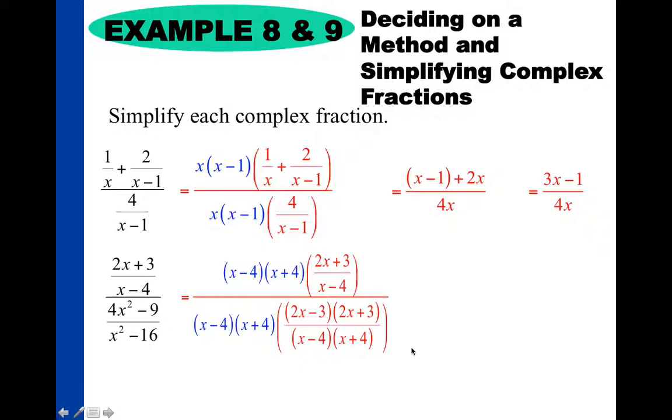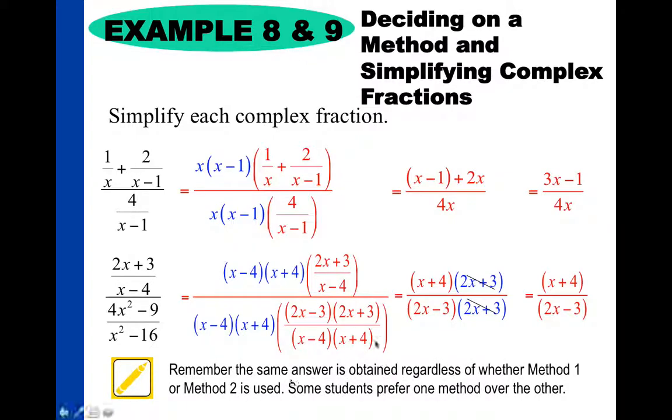This is gone and this is gone. So on top, I will have an x plus 4 times a 2x plus 3. On the bottom, I just have that. So it looks like this. And, oh, that's nice. The 2x plus 3's go away, leaving me just x plus 4 over 2x minus 3. And that's it. Okay. I could have done this either way and gotten the same answer, but this one's a little nicer.